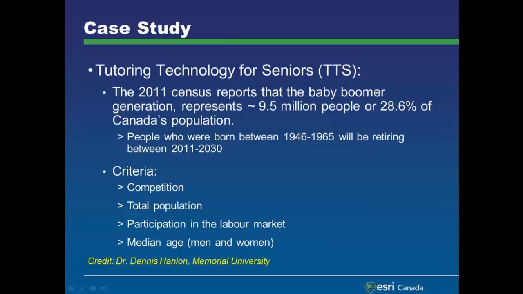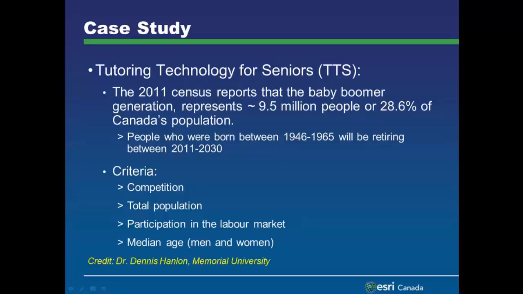According to the most recent Canadian census in 2011, Statistics Canada reports that the baby boomer generation, that is people who were born between the years of 1946 and 1965, represent roughly 9.5 million people, or 28.6% of Canada's total population.